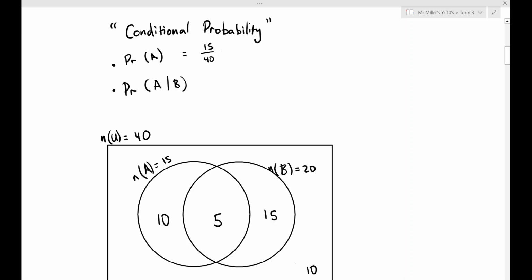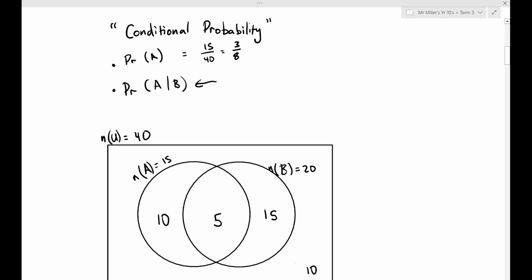15 out of 40, and of course we can simplify that by dividing top and bottom by 5. That would simplify to 3 in 8. There's a 3 in 8 chance that if I ask someone out of these 40 students, that student brought an apple to school. Great, so that's all well and good.